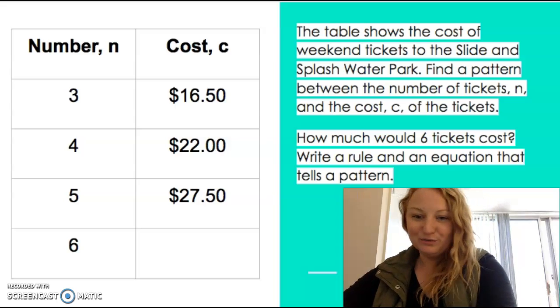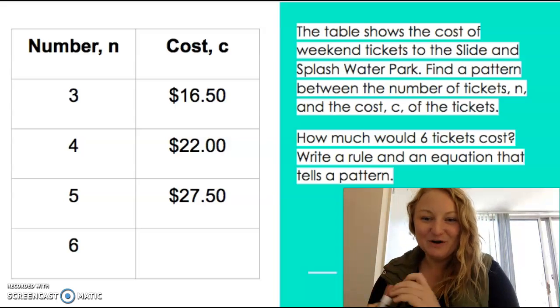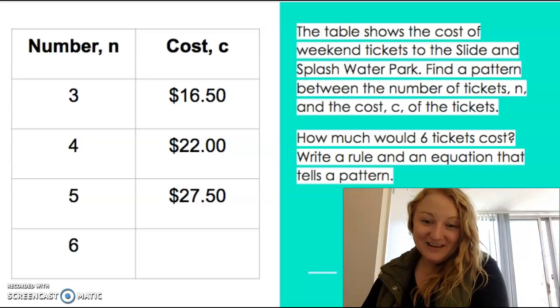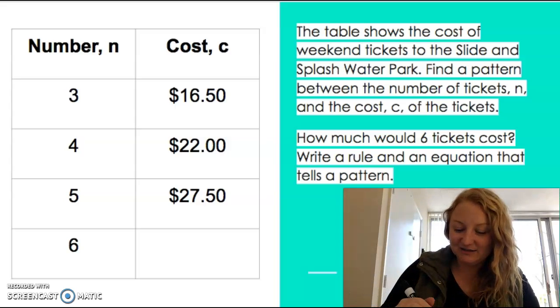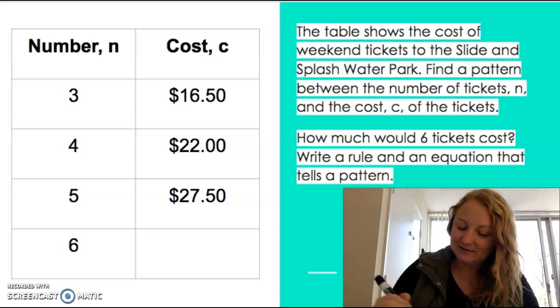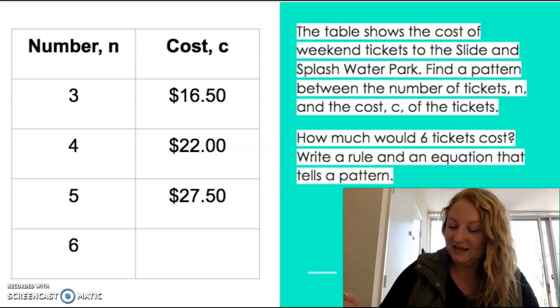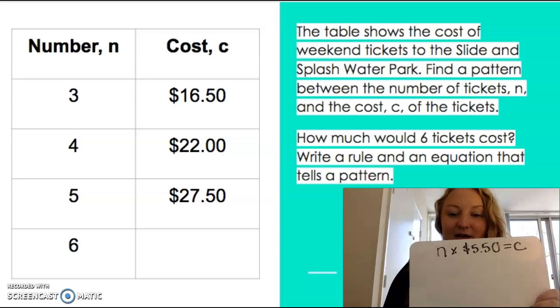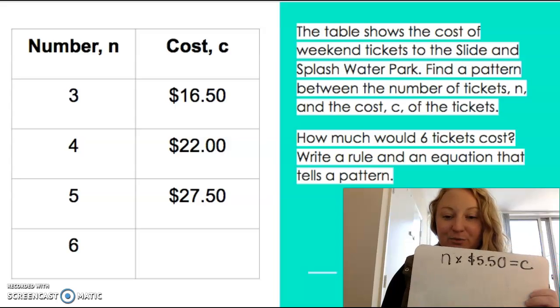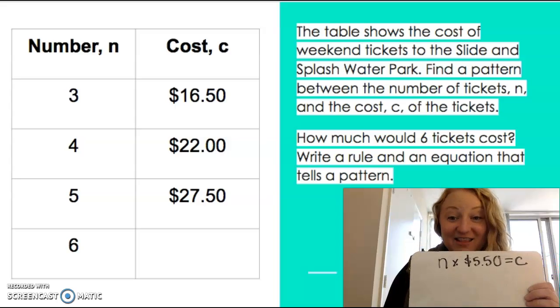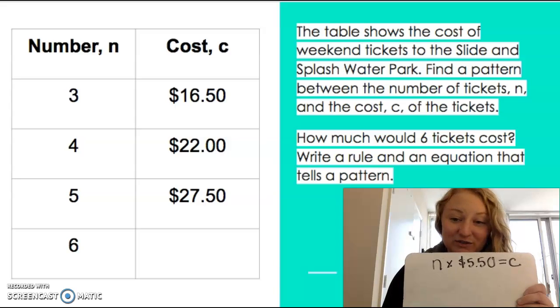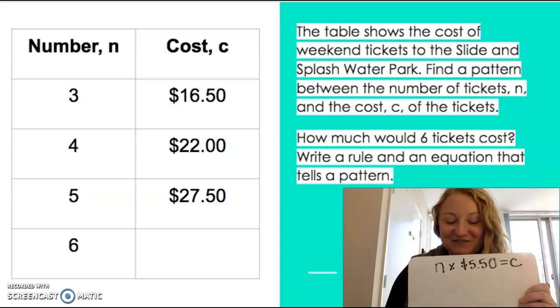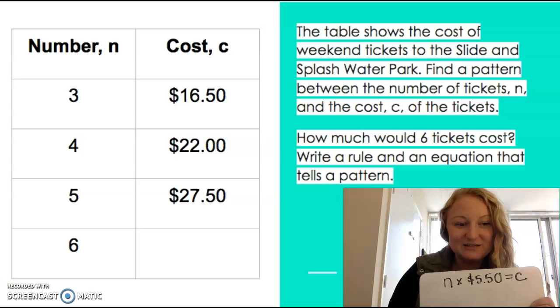So that's also our rule too. It's something that will work every single time to get us the cost. So n times $5.50 equals the cost. That's our rule. So no matter what number you plug in for n, the number of tickets, you're always going to multiply it by $5.50 to get your cost.